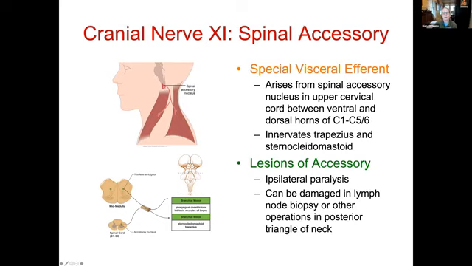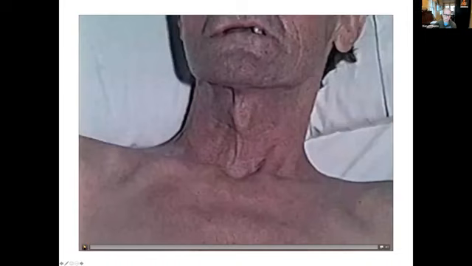So you have to think about weakness of the actions of those muscles in terms of lesions. When we see lesions of that nerve ipsilaterally, it would result in an ipsilateral paralysis of those muscles. And the most common way that we see that nerve damaged is actually in surgeries to remove lymph nodes. Particularly, there's a chain of lymph nodes along the sternocleidomastoid, or any surgery into that posterior triangle area of the neck could cause damage to that spinal accessory nerve.